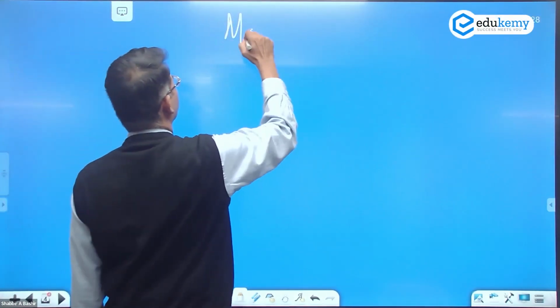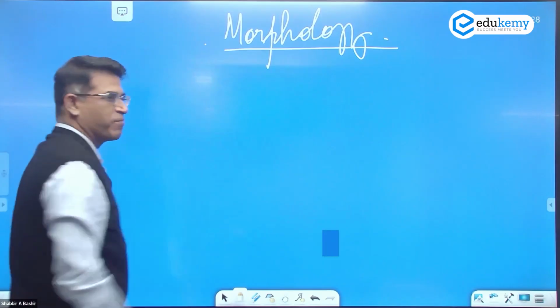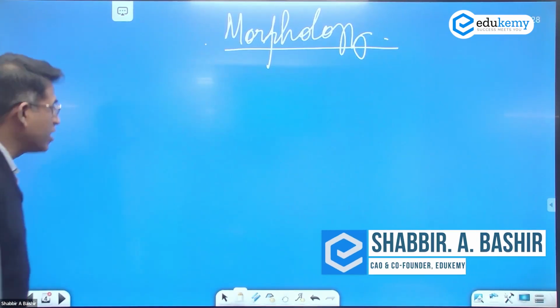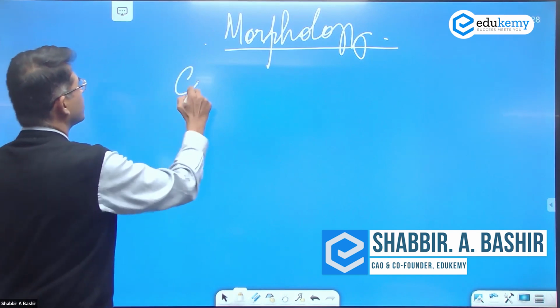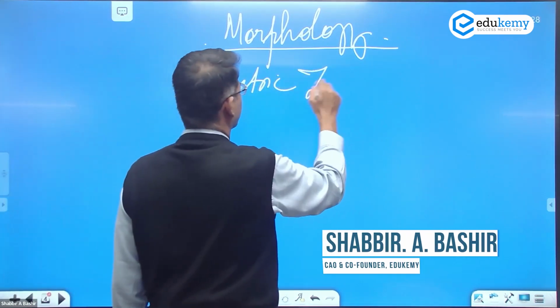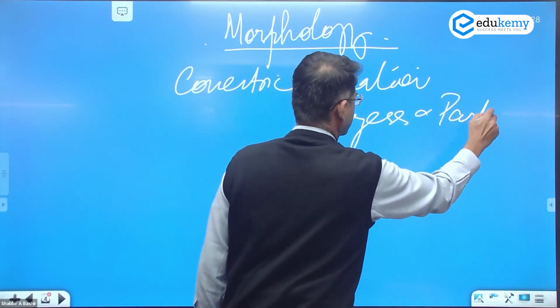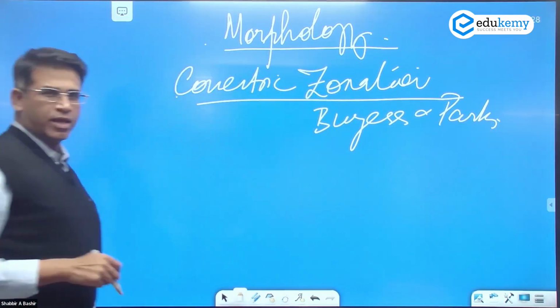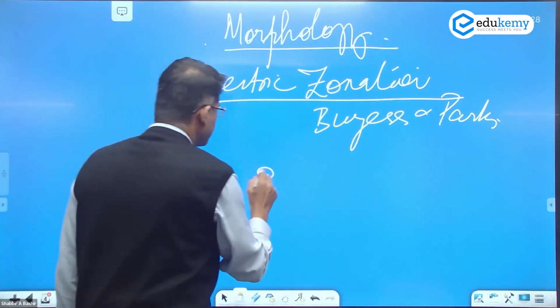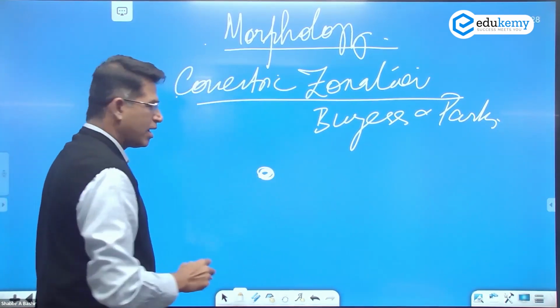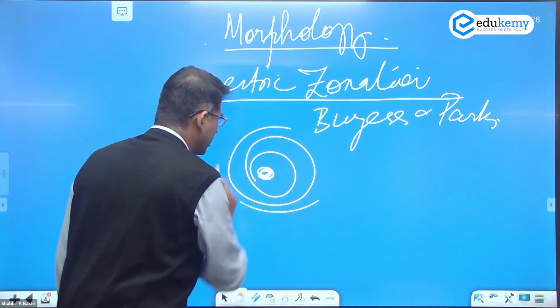Morphology. We have done two models of urban morphology. One was concentric zonation given by Burgess and Park. The pattern is a central CBD and there are circular rings.